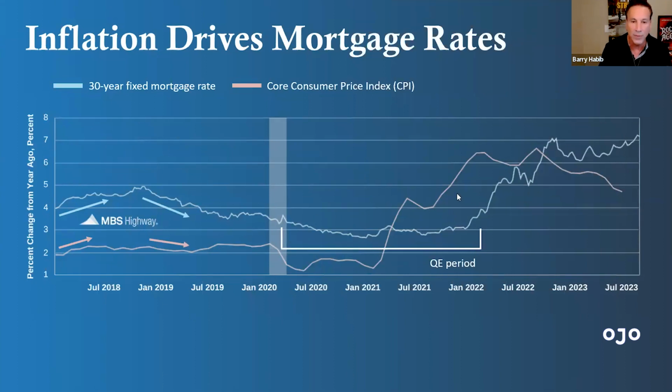But we come out of QE. The Fed creates all this inflation along with the government spending, and inflation goes up. So what do mortgage rates do? They go up. Then inflation subsides a little bit here, and so do mortgage rates. Well, inflation goes up, so do mortgage rates. Inflation comes down, so do mortgage rates. Hey, man, this is kind of like having tomorrow's newspaper. And for most of history, it was, until something very peculiar happened a few months back.